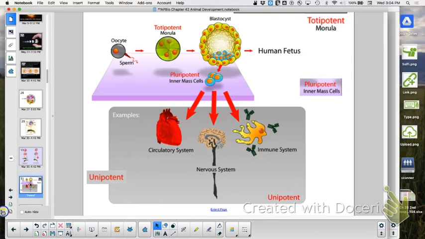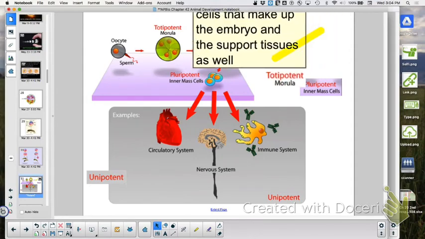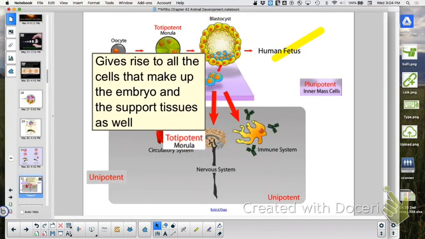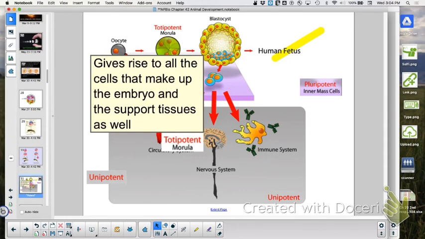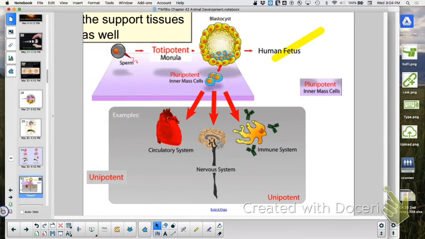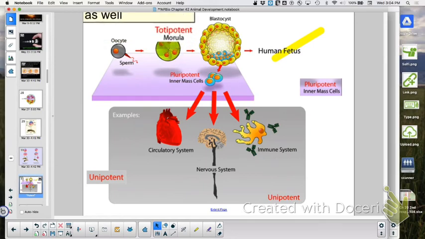When you talk about full developmental potential, that would be if you are totipotent. Okay. So that morula gives rise to all the cells that make up the embryo and all the support tissues as well. Now this right here in humans would be called the inner cell mass. Do you see that? That's what actually develops into a human for us.